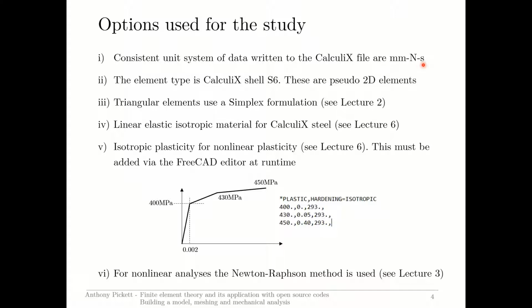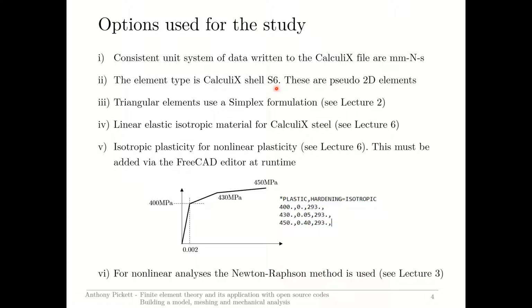CalculiX would accept other units. There's no reason to stick to any particular one, but it is important that the set of units you use is consistent. And in this particular case, FreeCAD always writes out in these units. It's a 2D problem we're going to analyze. I'm going to treat this as 2D, but CalculiX or FreeCAD will write out the model using shell elements of type S6. Now, I did mention these elements in lecture number 2. It is strictly speaking a 3-dimensional element, but you can analyze 2D problems with the element.